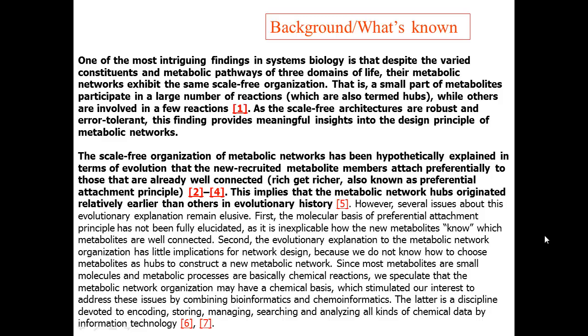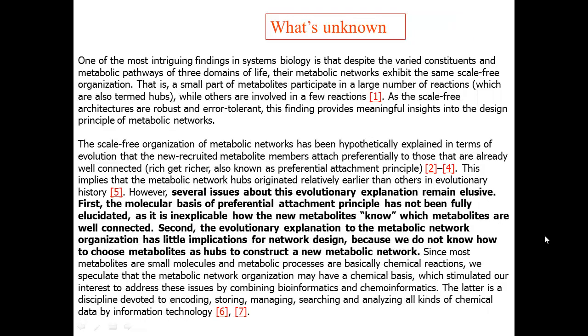So then they tell you that the scale-free organization of these networks has been hypothetically explained in terms of evolution, that the newly recruited metabolite members attach preferentially to those that are already well connected, so the rich get richer. So there's this idea that the newly evolved metabolites are going to attach onto these hubs. This implies that the metabolic network hubs originated relatively earlier than others in evolutionary history. So here's some of what is known and what people think about this topic. Now here's the unknown. However, several issues about this evolutionary explanation that other people have posited remain elusive.